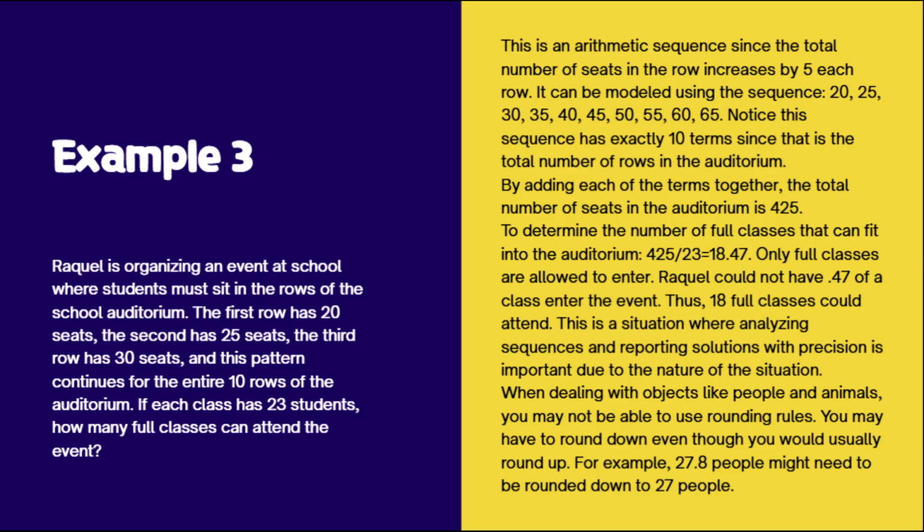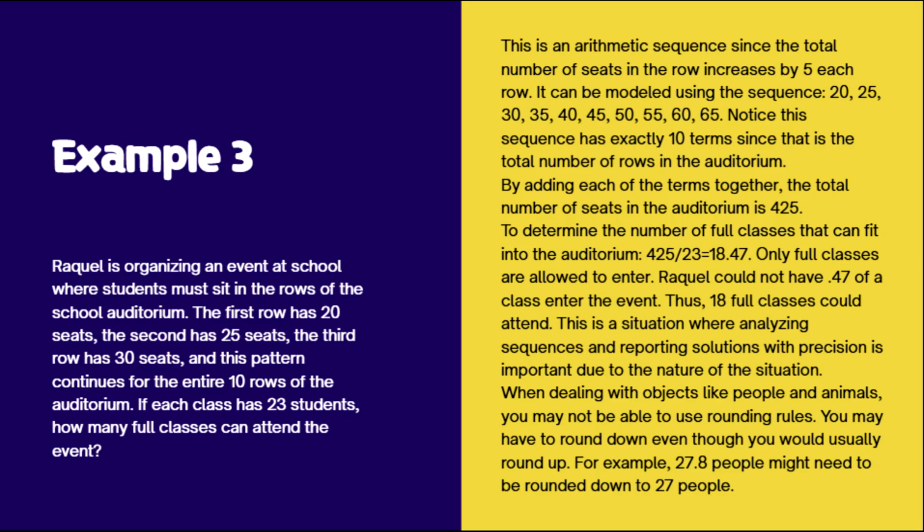By adding each of the terms together, so 20 plus 25 plus 30 plus 35, and so on, the total number of seats in the auditorium is 425. To determine the number of full classes that can fit into the auditorium, take 425 divided by 23. That's how many people are in each class. And your answer is 18.47. Only full classes are allowed to enter. Raquel could not have 0.47 of a class enter the event. Thus, 18 full classes could attend.